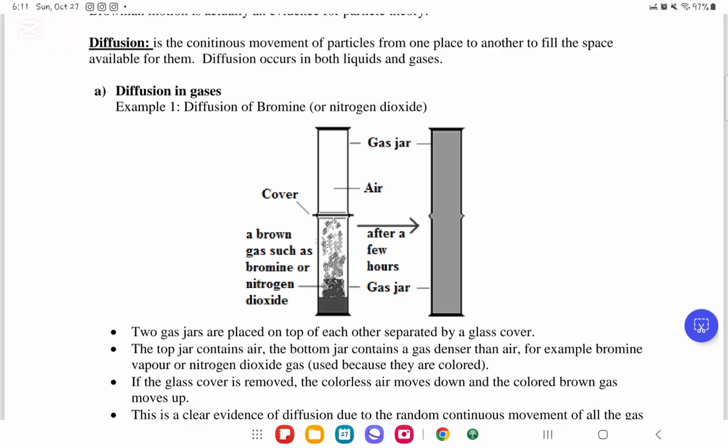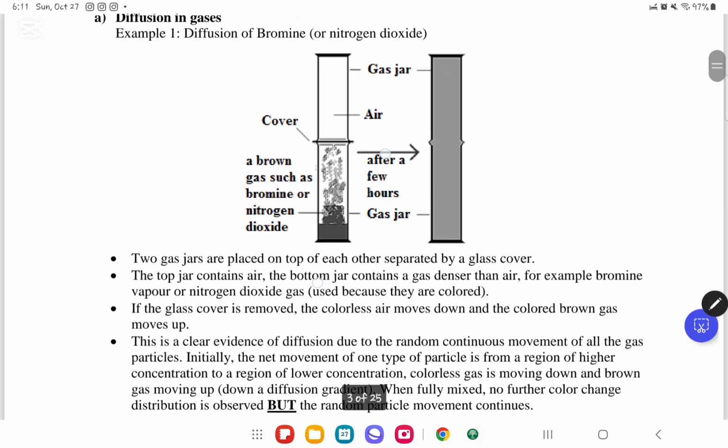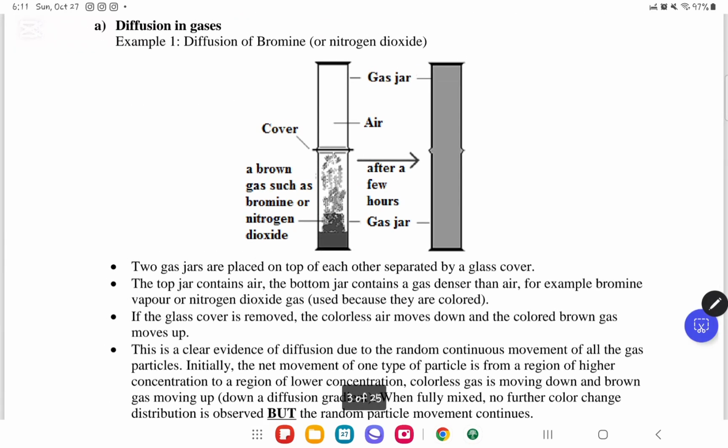Why? This is because of something called diffusion, which is the continuous movement of the particles. In this case, the continuous movement of the colored particles from one place to another to fill the space available for them. So now they're going to explain to us diffusion in gases.